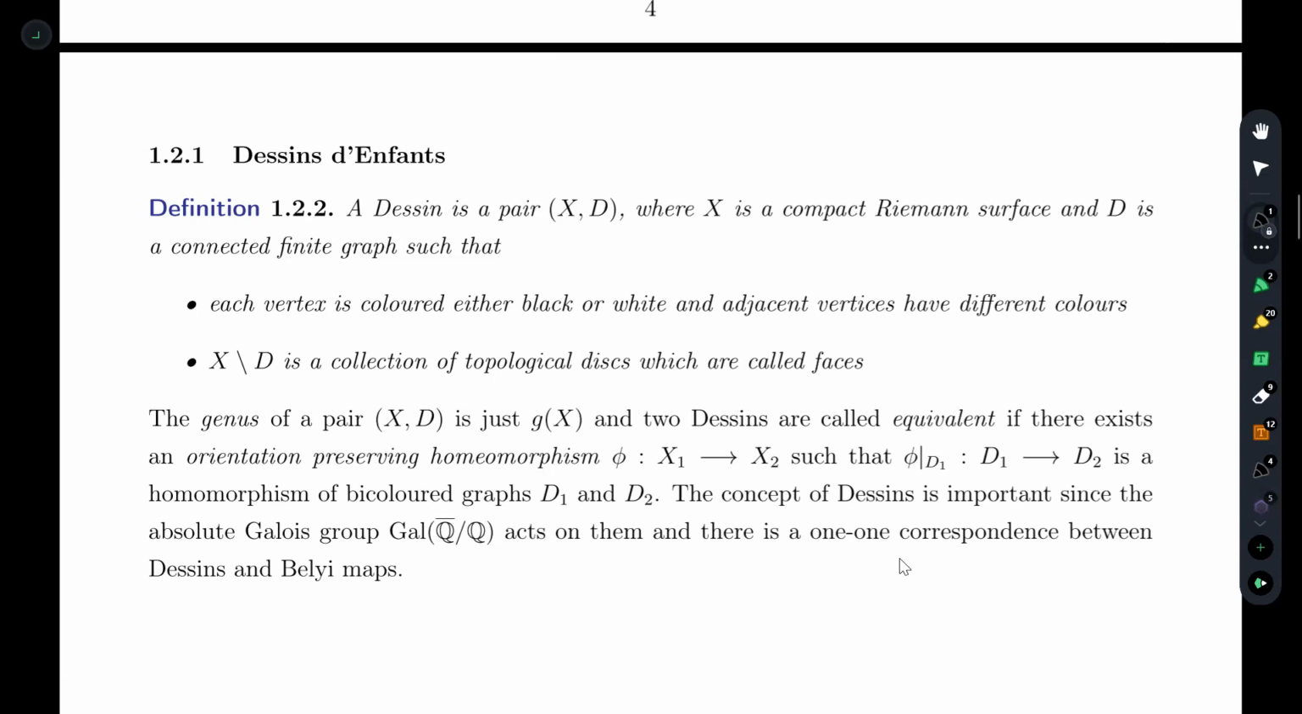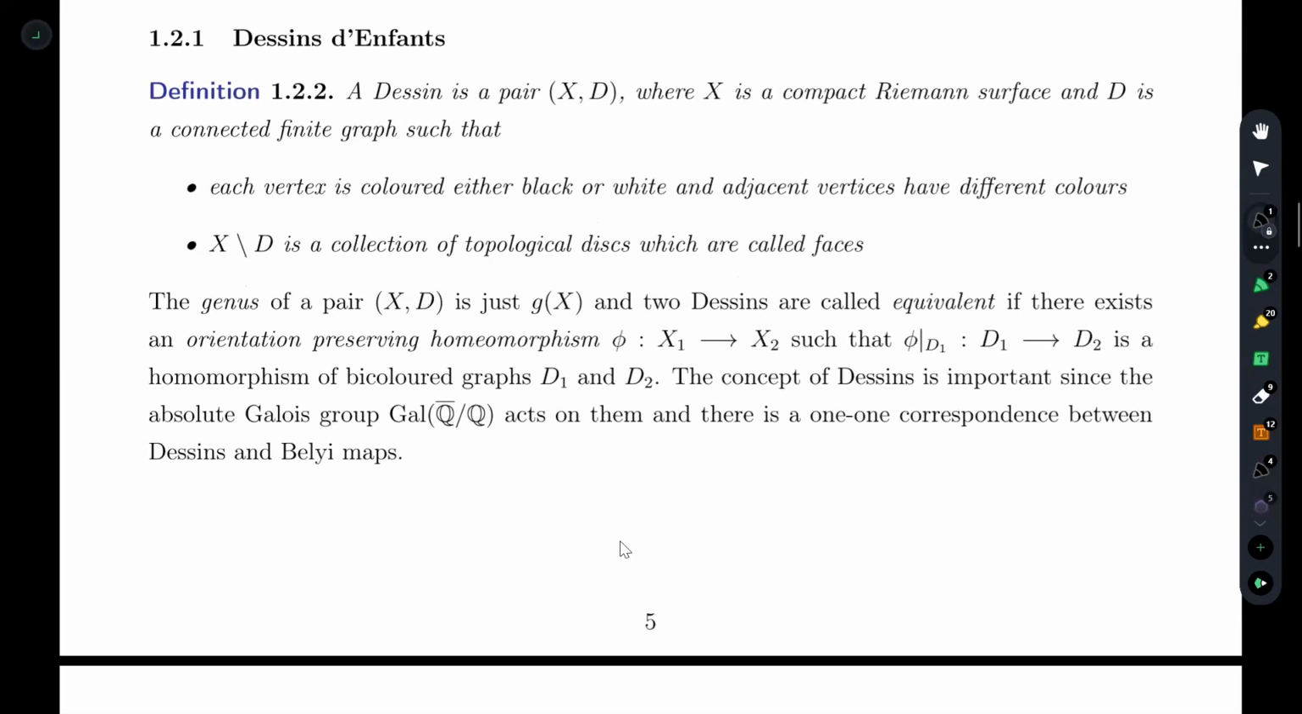And if I subtract the points and the edges of that graph from the Riemann surface, it will be divided into some geometric objects which are homeomorphic to the unit disk in the complex plane. That's why they are called topological disks. And they are called the faces. So the genus of such a pair is nothing but the genus of X.